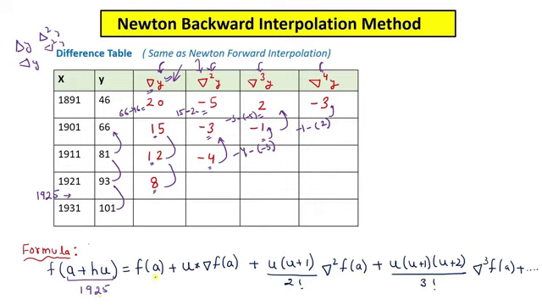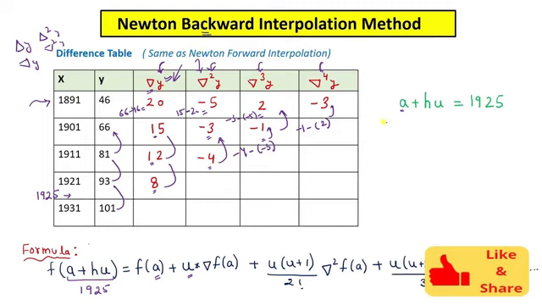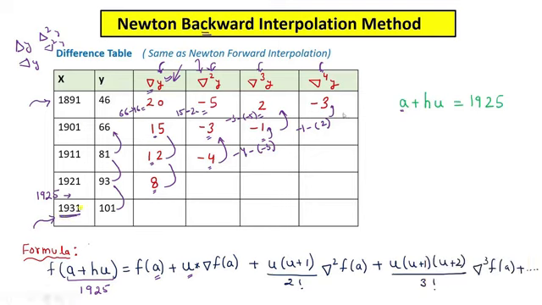Okay, and what is this a and what is this u? To find this value of the u, we have a plus hu, as I have told you, equal to 1925, right? Now what is this a? In case of the Newton forward interpolation method, this a was the starting value 1891. But in case of the Newton backward interpolation method, this a will be the last value of the x, that is 1931 in the table. Okay, so this a is 1931.